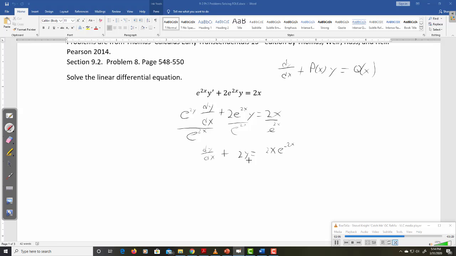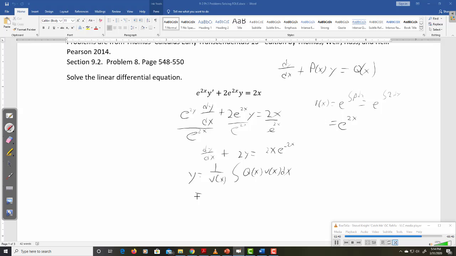Alright then, we need to find our integrating factor. Our integrating factor came out to be e to the integral of p dx. In this case, p is just 2. So e to the integral of 2 dx, that will be e to the 2x. Alright, that's our integrating factor. So our solution is going to be y equals 1 over v of x, integral of q of x, v of x, dx.